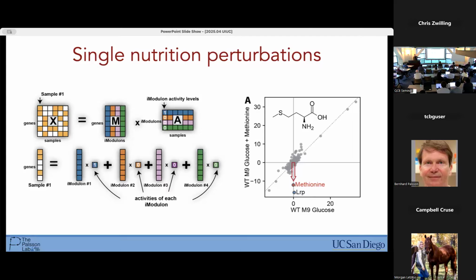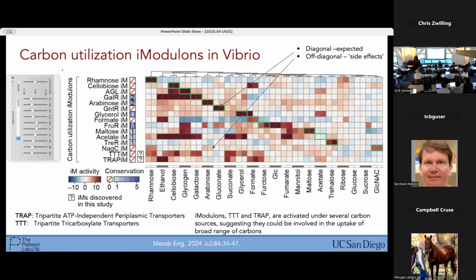I can analyze it with one substrate addition, change the substrate. I can really find out what the best media is for an organism. So here is such a screen for Vibrio natriegens. You see a bunch of substrates down there. And here's the activity level of a bunch of catabolic iModulons.